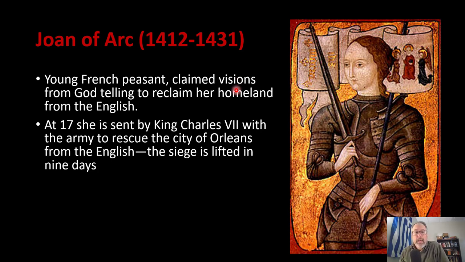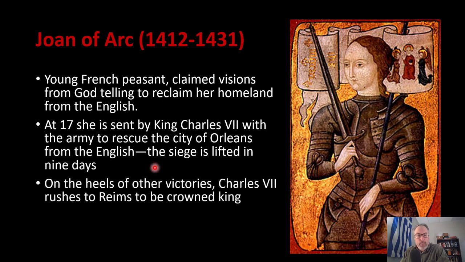So King Charles VII of France sends her out at the ripe age of 17, along with the army, to rescue the city of Orleans that the French had besieged. And within 9 days, the siege is lifted and the French retake the city. This was a military rescue, but the credit is given to Joan, or at least God speaking through Joan. And so she becomes a very important figure for rallying the troops and raising morale. And so one victory follows after another.